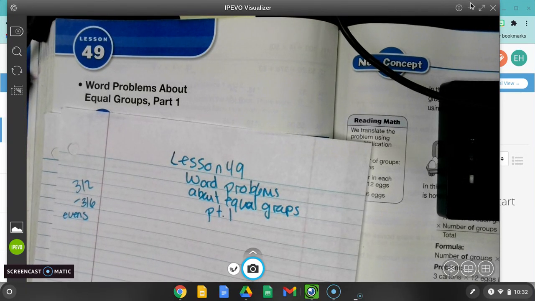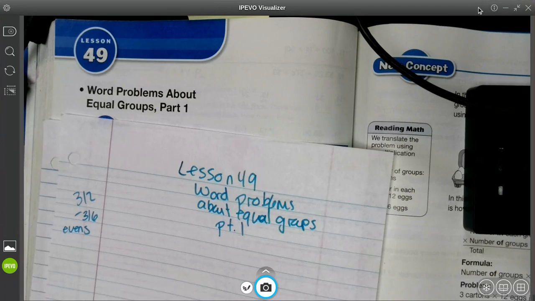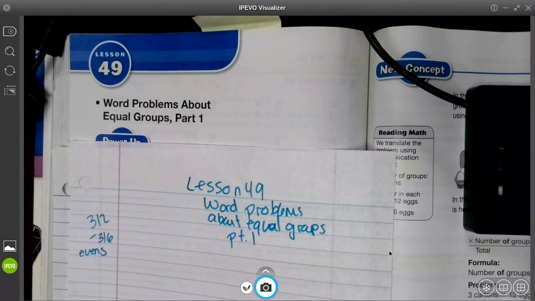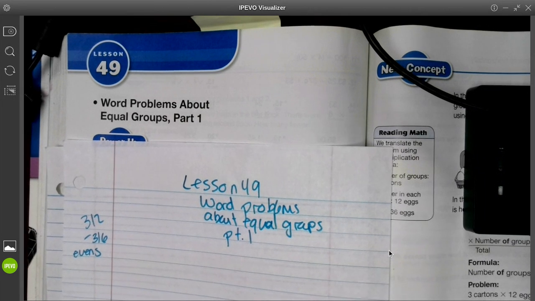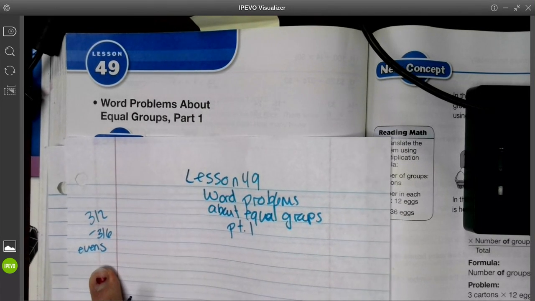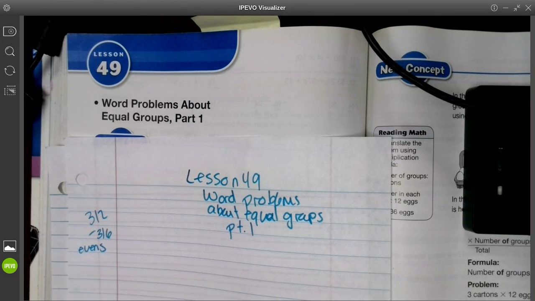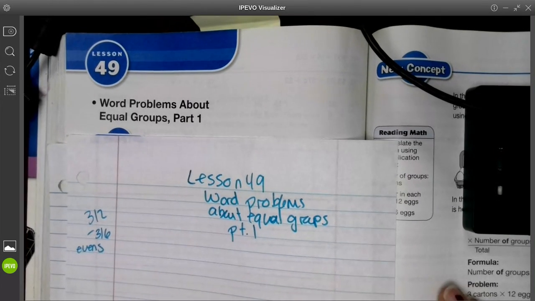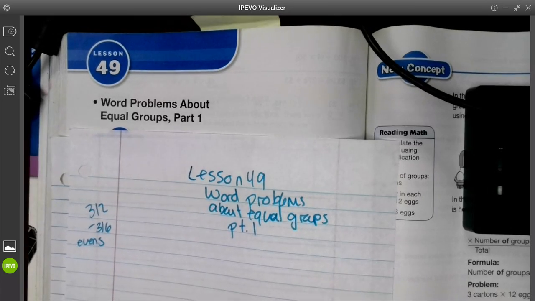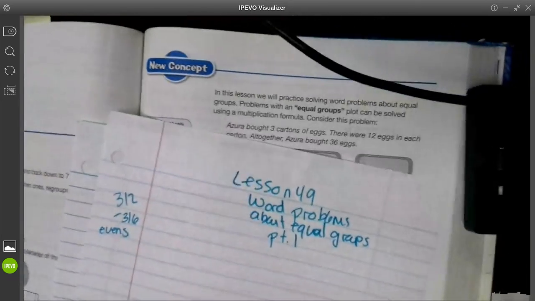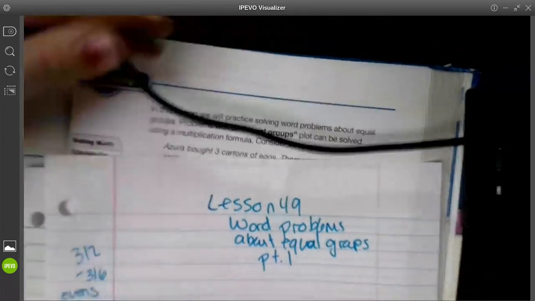We are in lesson 49 in math today. Word problems and story problems are the same, about equal groups; this is the first part. Over here I'll put the page numbers for your work today and what problems. Today you're doing the even problems on those pages. Pause me if you need to. I'm going to start talking about equal groups.